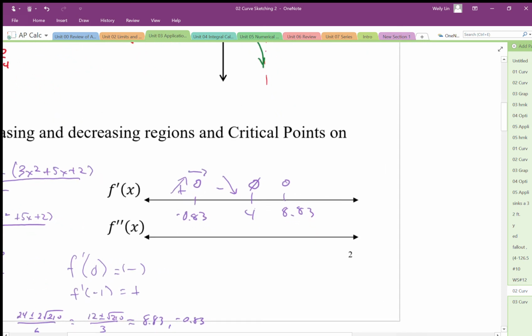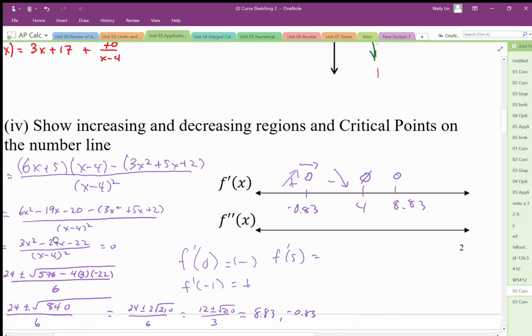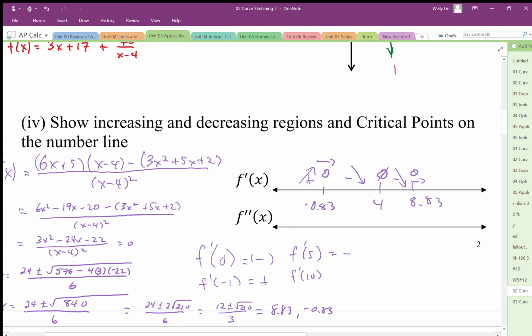Then I should test a point, for example, f prime at 5. When I plug in 5, my numerator is going to be 75 minus 120 minus 22, so that's all going to be negative. So that's going to stay negative in this region here. I've got a 0 slope here, so that represents a min. And then testing my f prime at 10, 3 times 10 squared is 300, minus 240, minus 22 is positive. So then we end up with a positive slope here.